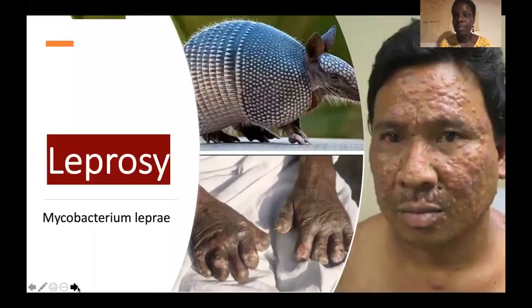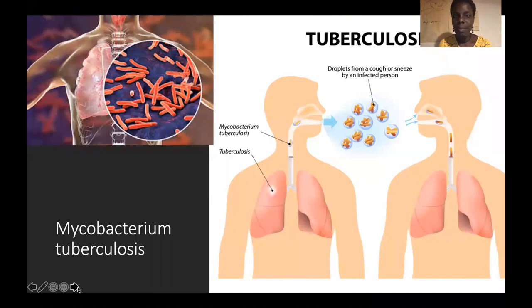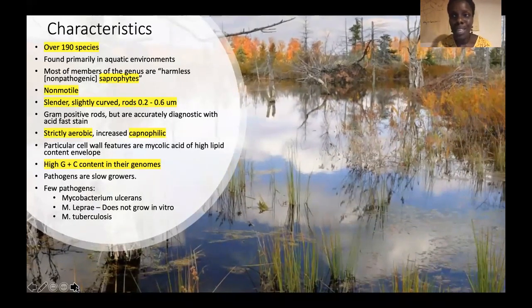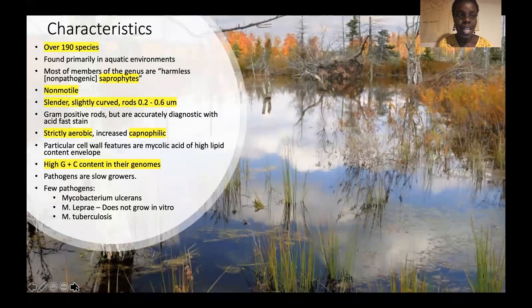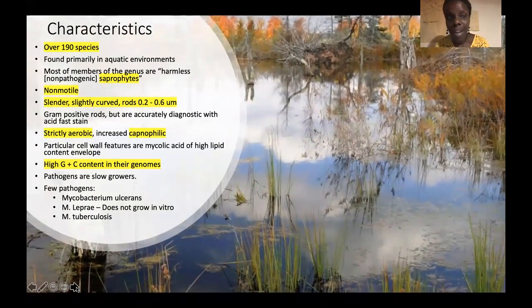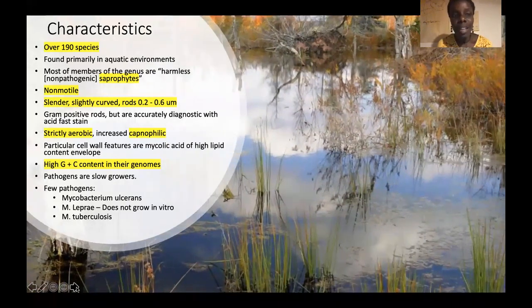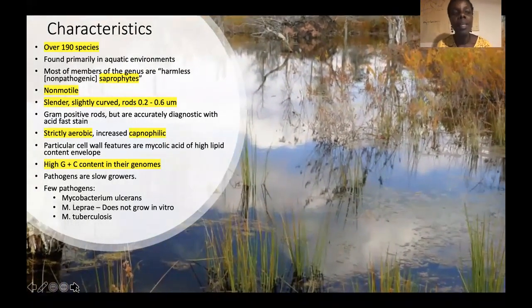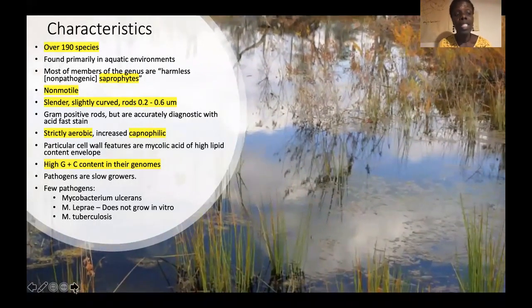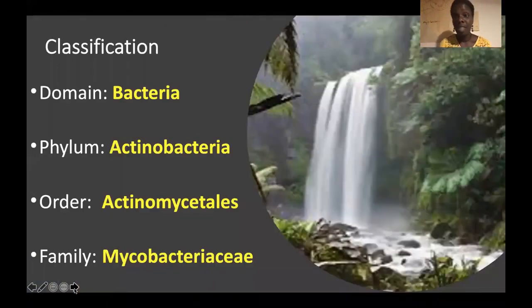Mycobacterium: leprosy, tuberculosis, ulcerans. Most of the 190 species are actually harmless saprophytes, non-motile, slightly slender, curved rods, small, living in our natural environment, strictly aerobic, capnophilic, with a high GC content in their genome.